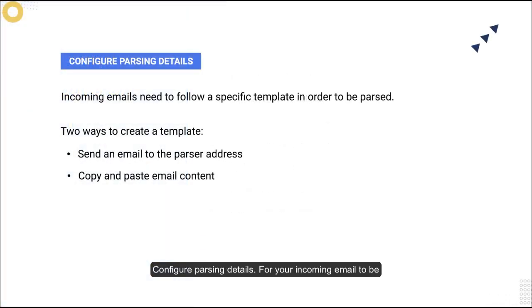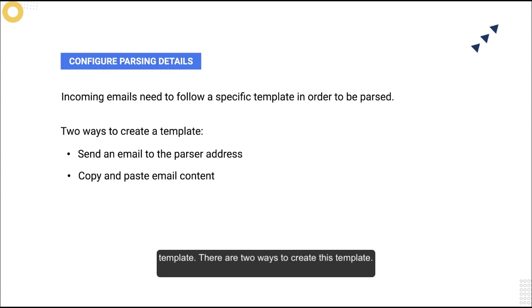Configure parsing details. For your incoming email to be parsed within CRM, it needs to follow a specific parsing template. There are two ways to create this template. 1. You can send an email to the parser address, and 2. Copy and paste the email content.